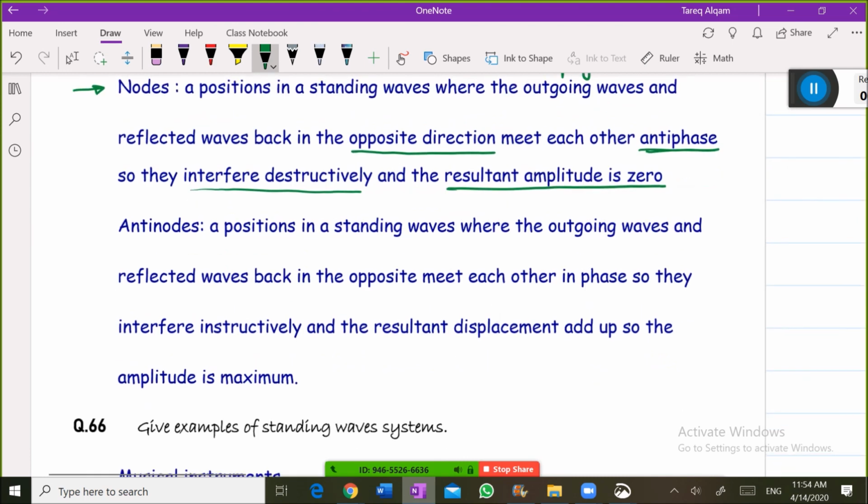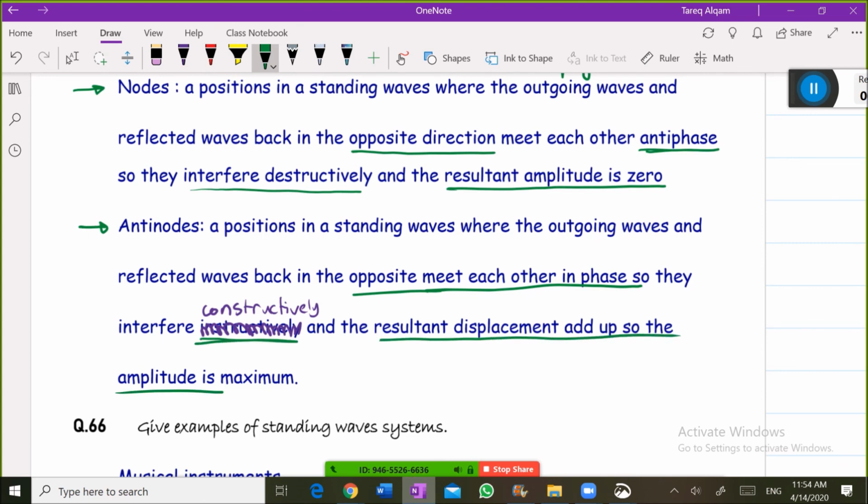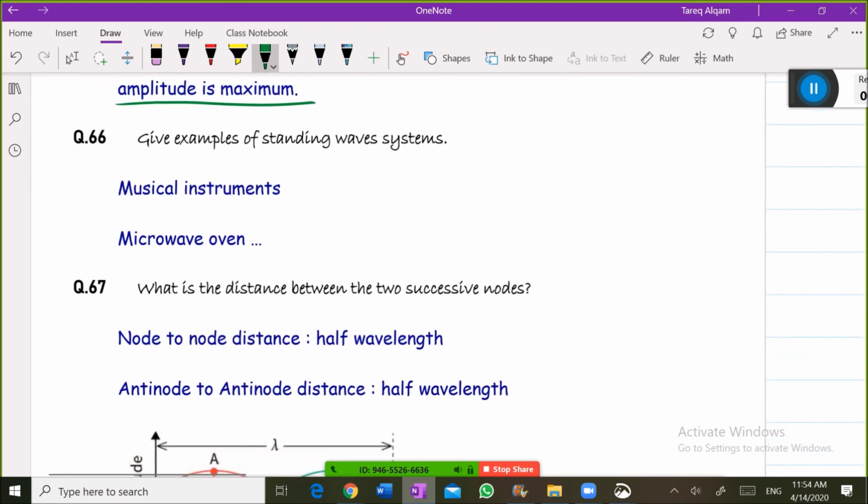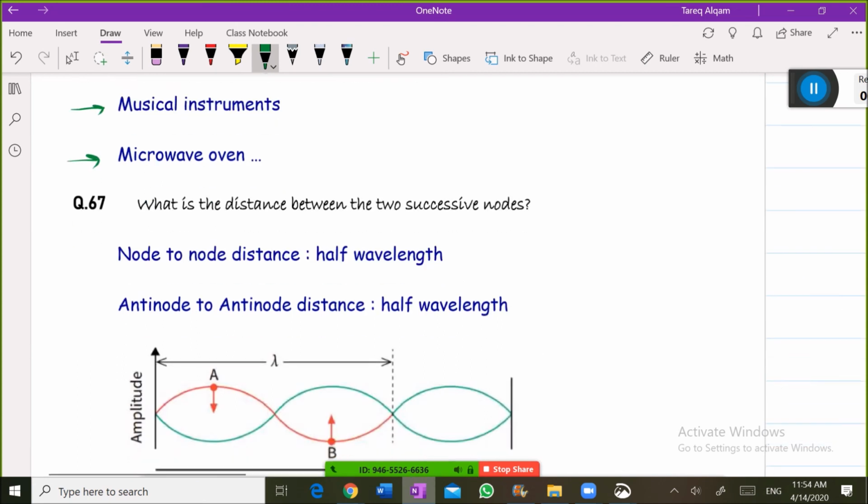The antinodes, guys, are positions in a standing wave where outgoing waves and reflected waves back in the opposite direction meet each other in phase, so they interfere constructively, and the resultant displacement adds up, so their amplitude is maximum. Examples of standing wave systems: musical instruments and microwave ovens.